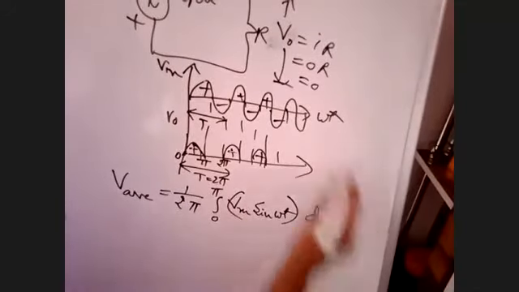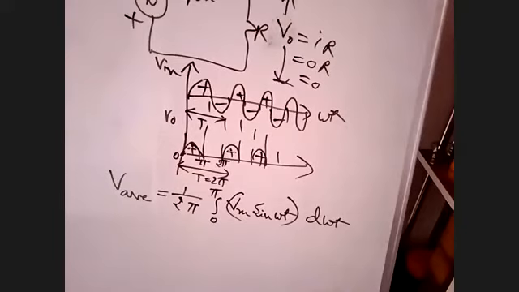On x-axis I am taking omega t. That's why I am taking d omega t. This is the form. Limits are 0 to pi only, because your output voltage you are getting from 0 to pi. But your input voltage is from 0 to 2 pi. Here output voltage is only from 0 to pi. Negative cycle you are not getting. Now calculate this value.